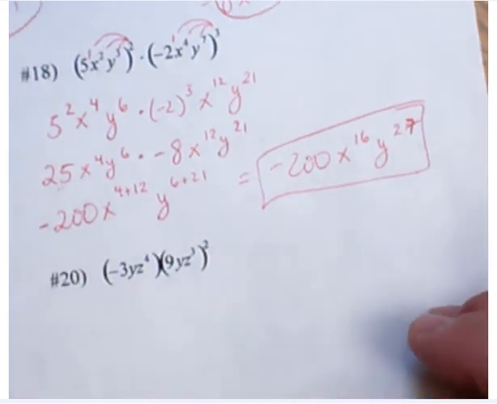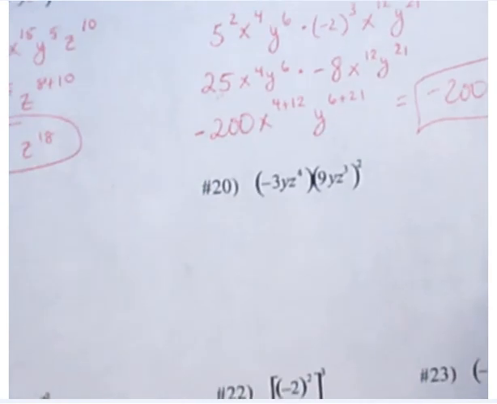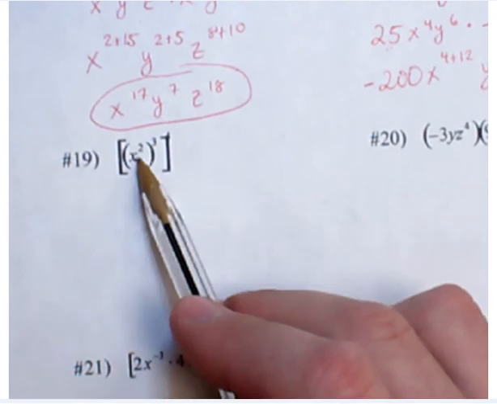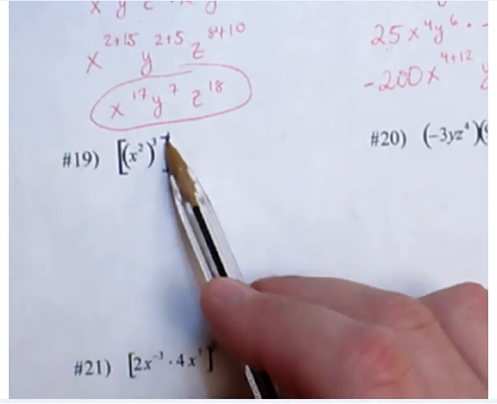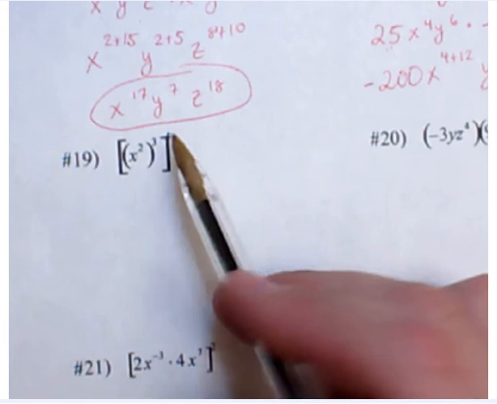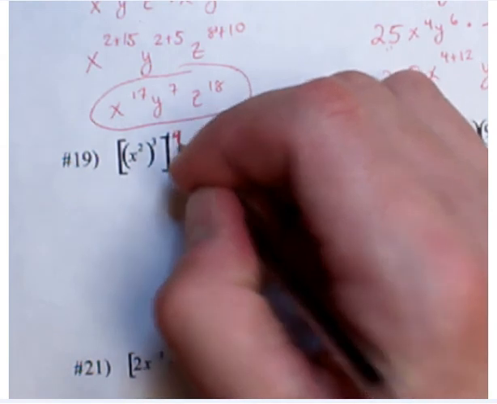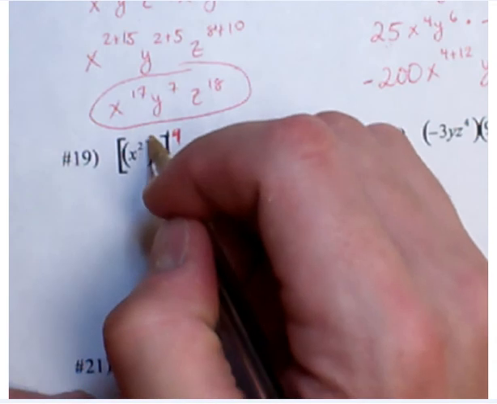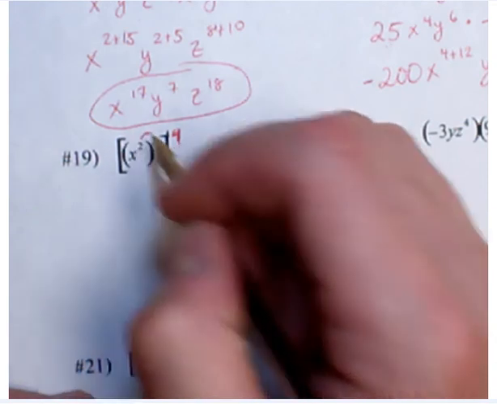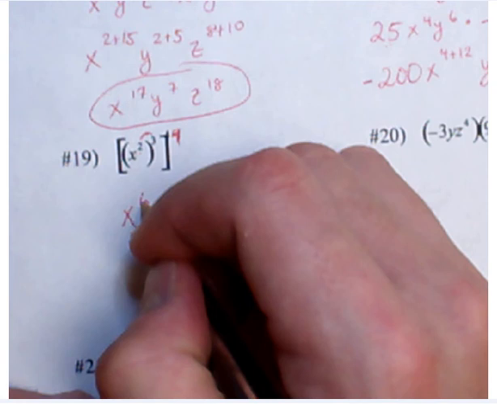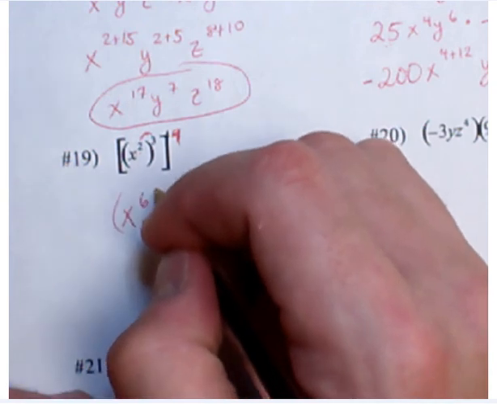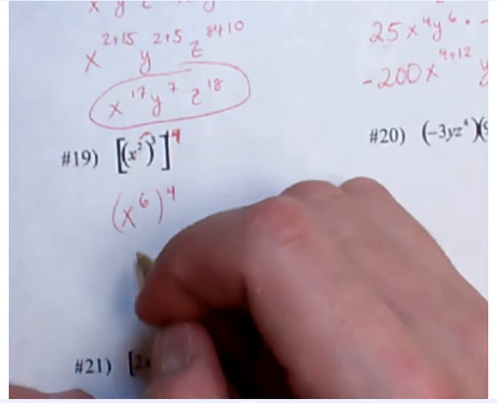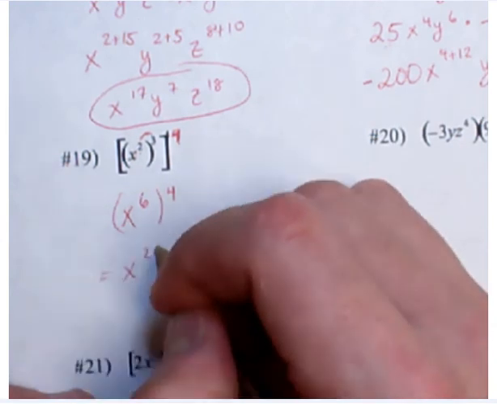All right, let's look at 19. Okay, we'll do a few more of these here. That's x to the second, to the third, and then this is to the fourth. That's hard to see. That's a 4 outside. Let's work from the inside out. X squared to the third power. Power to a power, you multiply them. That's x to the 6th. And then that's still raised to the 4th. Power to a power, you multiply them. X to the 24th. That's it.